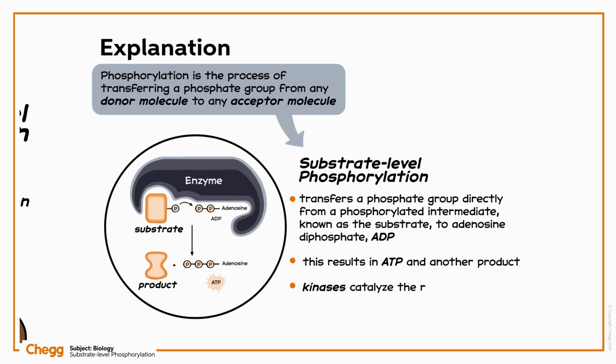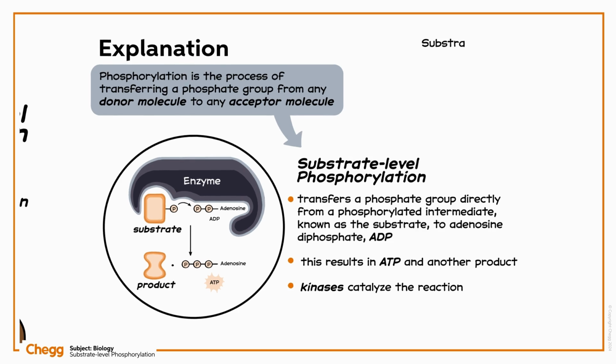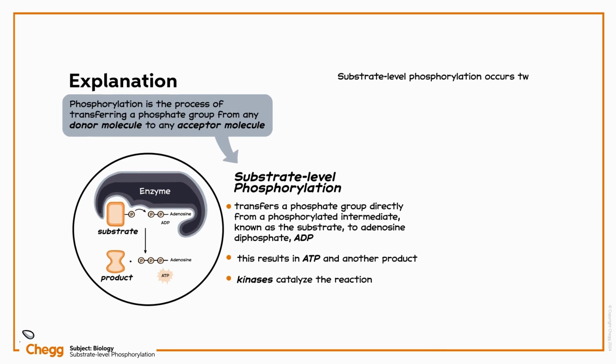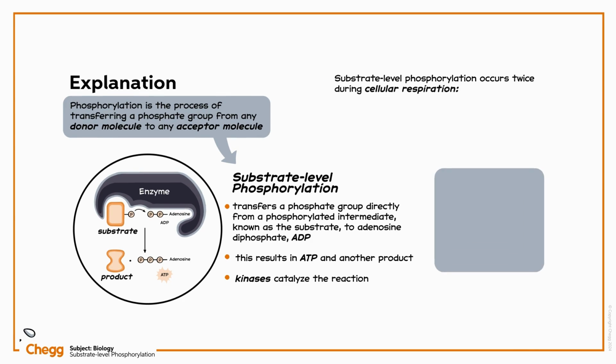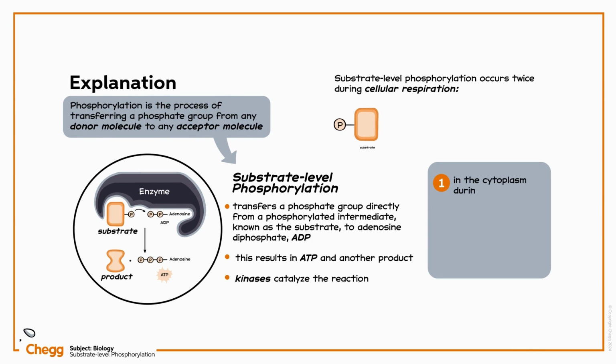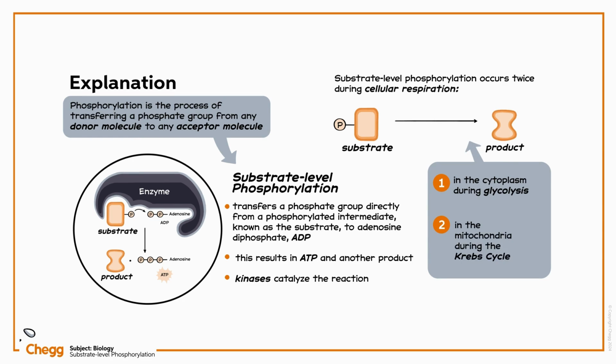Kinases catalyze the reaction. Substrate-level phosphorylation occurs twice during cellular respiration. Once in the cytoplasm during glycolysis, the first step of cellular respiration, and once in the mitochondria during the Krebs cycle. It's often represented with a curly arrow like this, from ADP to ATP.